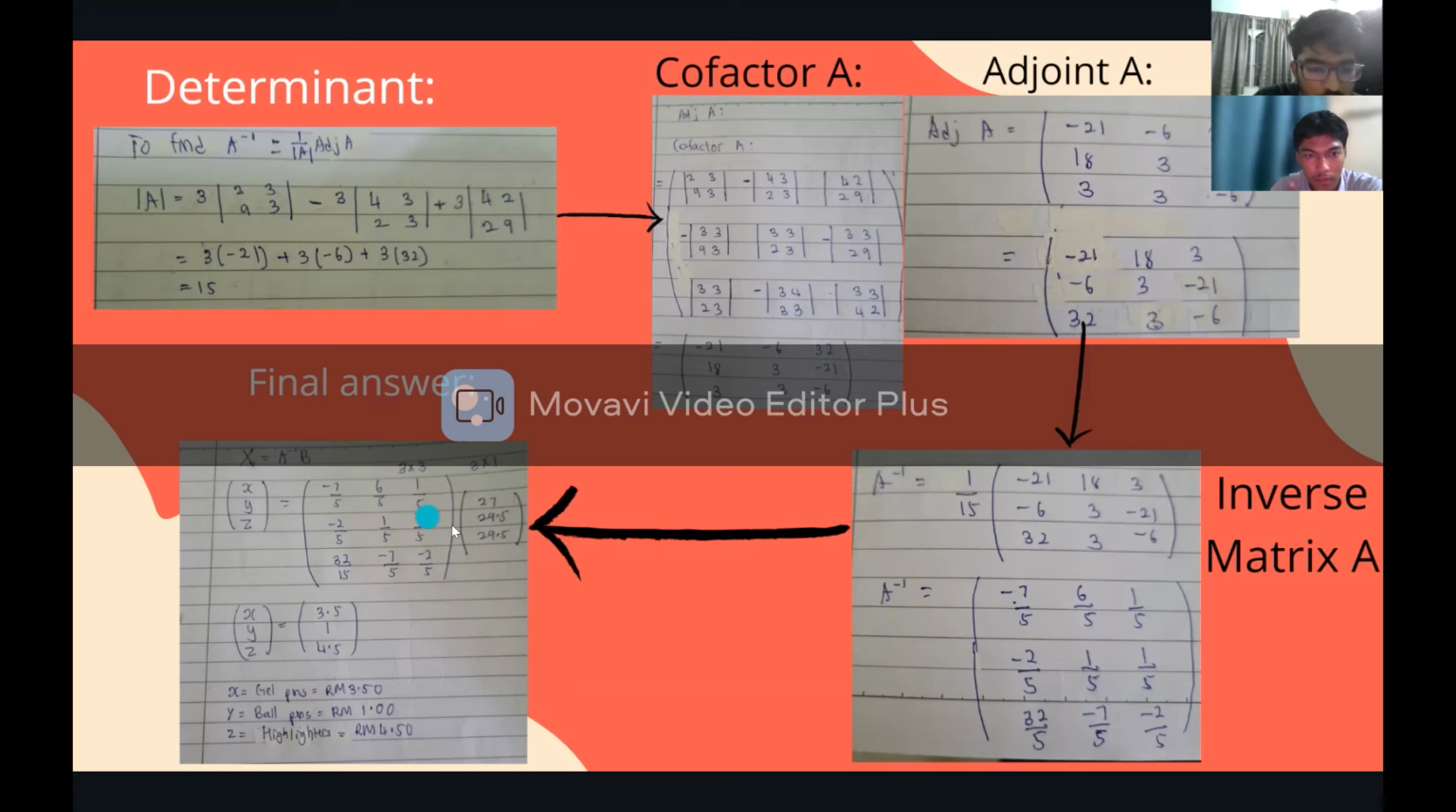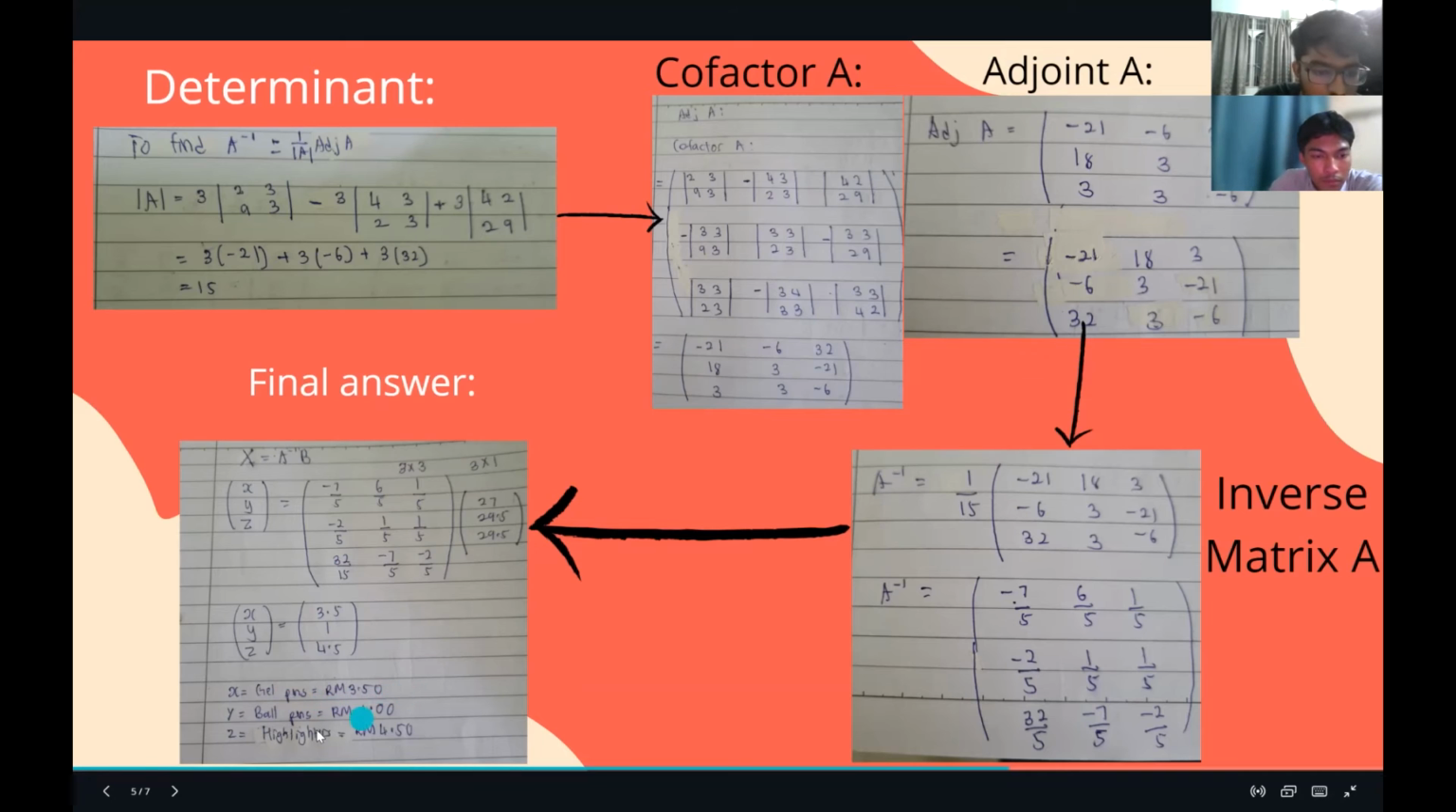Then you just multiply using the normal matrix process. And then you get x, gel pens, is worth 3 ringgit 50 cents, y, ball pen, is 1 ringgit, and z, highlighter, is 4 ringgit 50 cents. That's all for me.